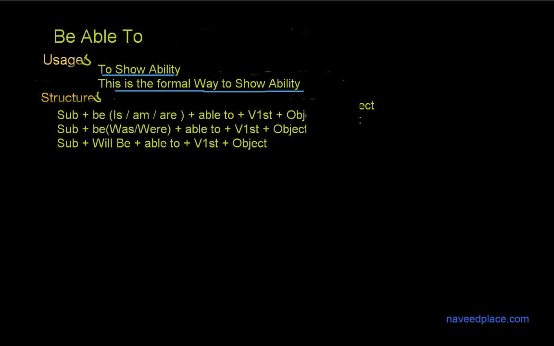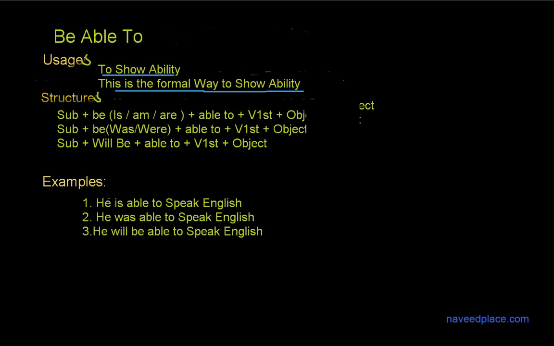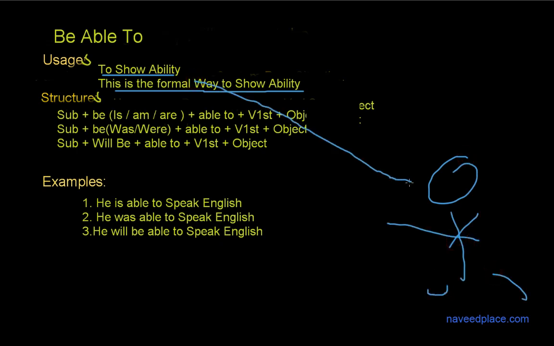Now see the examples. The first example is: he is able to speak English. Here we are showing the ability. So whenever we need to show the ability, we will use be able to, and this is a formal way to say the ability.